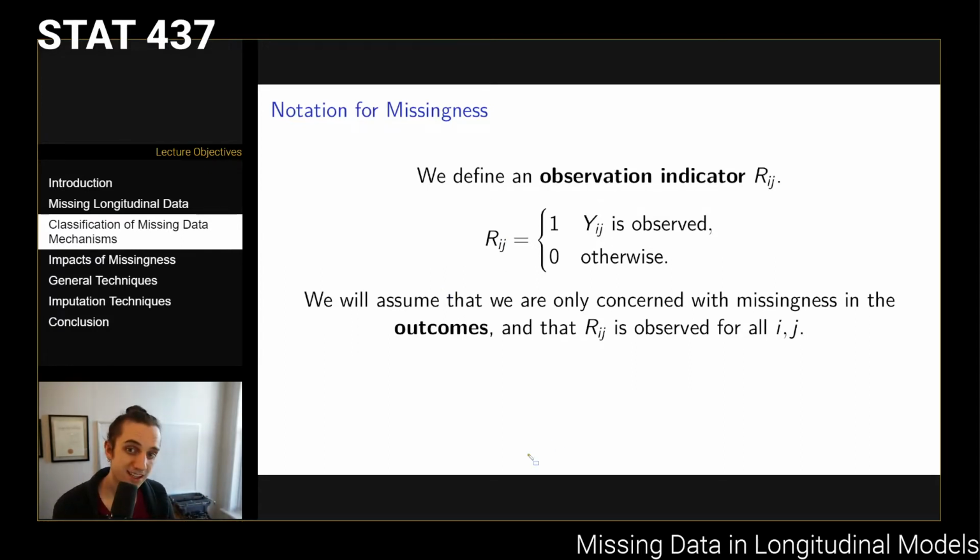And if we're thinking about Rij as a random variable, then the way that the missingness is being introduced is the distribution of these Rijs. We're also going to assume for now that we're only concerned with missingness in the outcome, in Yij. In theory, you might have missing covariates as well, and those are going to be a problem. Some of the methods we're looking at will be able to handle those, others won't, but for now we're just going to be thinking about missingness in the outcome.